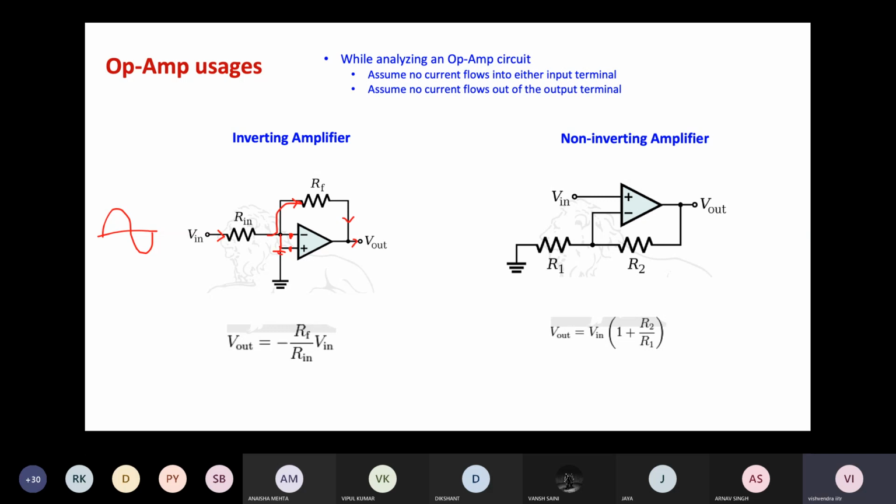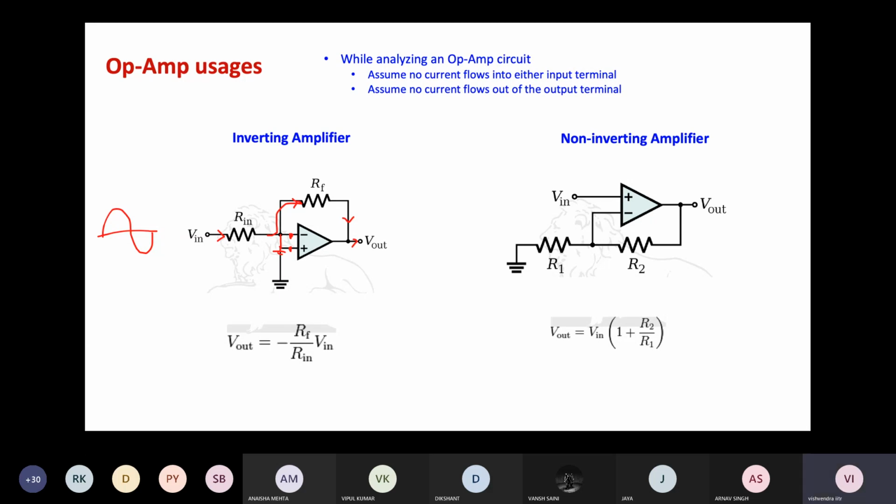So just remember three principles: no current can flow into the triangle, no current can flow out of the triangle, and the voltage at the two points will be the same. So if V in is the voltage here, V in would also be the voltage here, and in that case you can know what V out would be. V out would be just (R1 plus R2) divided by R1 times V in, if you do basic KVL in this circuit.